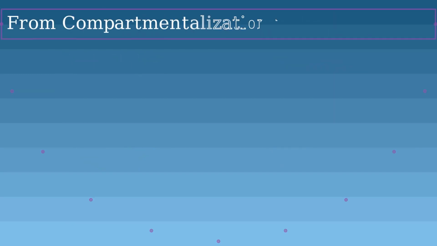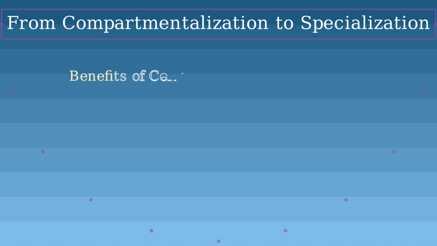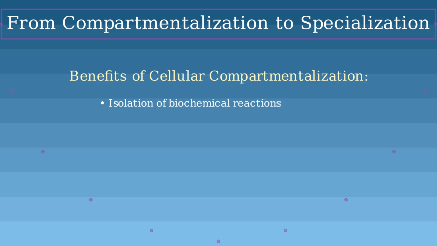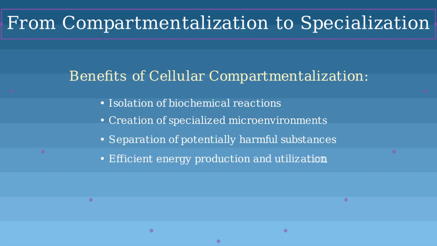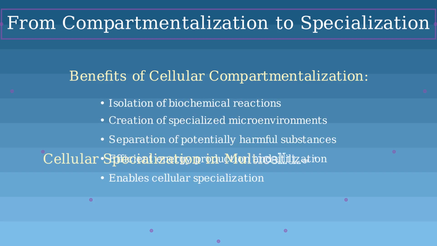The compartmentalization we see in eukaryotic cells brings significant advantages that enable complex life. This organization provides several key benefits that allow cells to function more efficiently. This compartmentalization enables cells to specialize for specific functions in multicellular organisms.